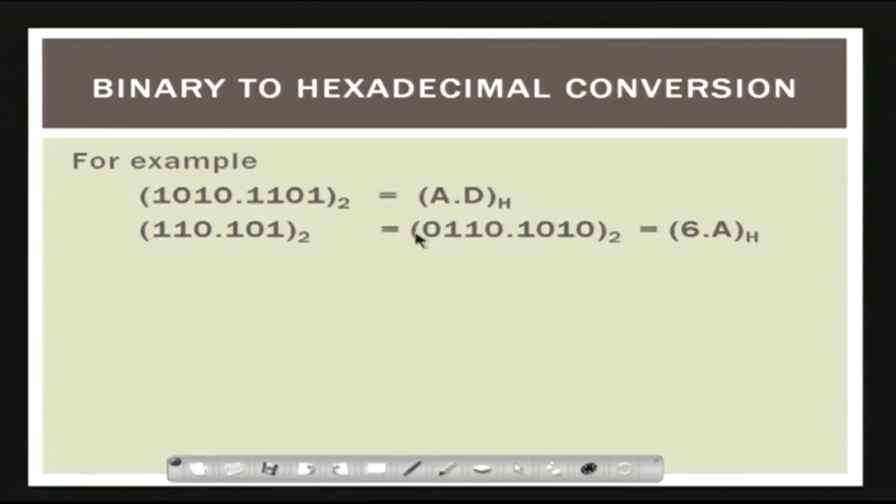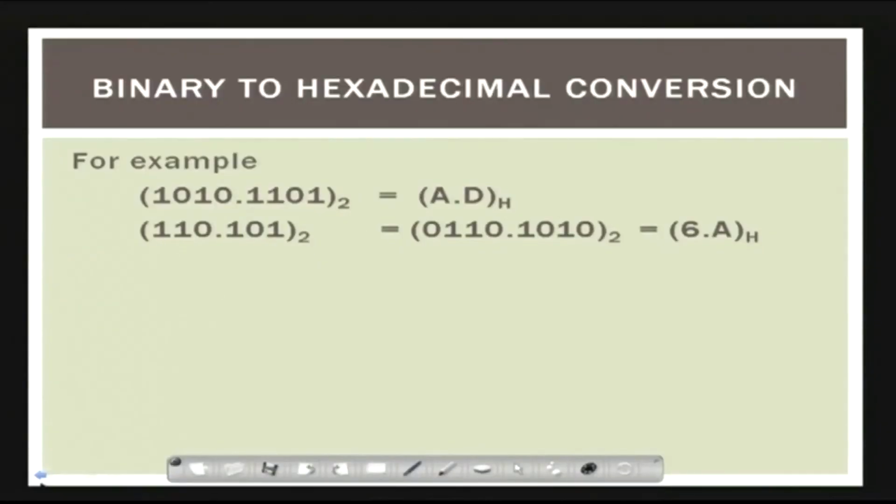So, it becomes a 4-bit number, but to the right of the decimal point we move towards the right. So, we keep the number as it is, 101, and add a 0 to the end of it. We are not putting a 0 in front of it, but at the end of it. This should be carefully followed because we move towards the right when it comes to the fractional part, and towards the left for the integer part. So, the number becomes 6A. You can see the binary number 110.101 gets converted to 6A in the hexadecimal form.